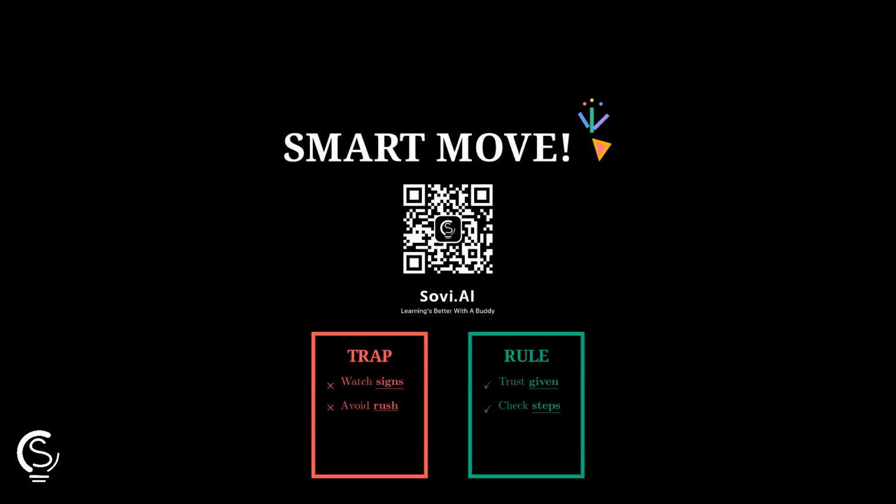Trap: sign mistakes and rushing. Rule: trust the given rate and check each step before choosing.